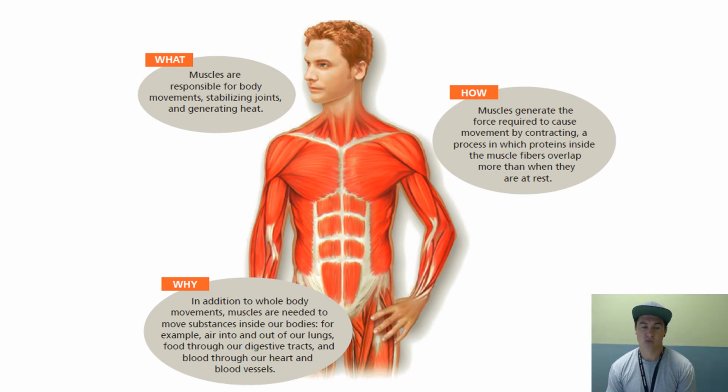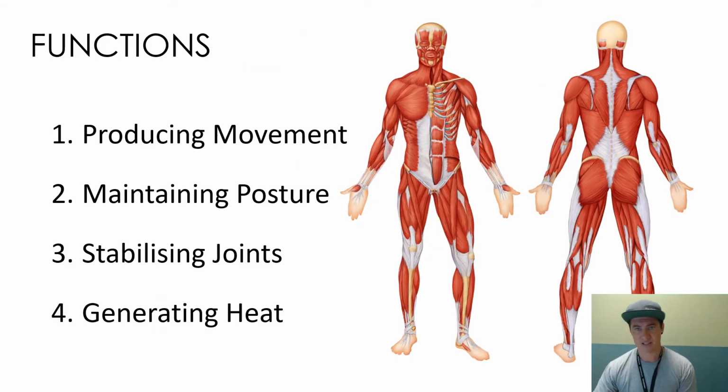In addition to the whole body movements, muscles are also needed to move substances within our body. So think things like air in and out of our lungs, food through our digestive system, and blood through our heart and blood vessels. So not just physical movement that we can see, but a lot of the movement that happens within our bodies. You can break these down into these 4 functions: producing movement, maintaining posture, stabilizing joints, and generating heat.